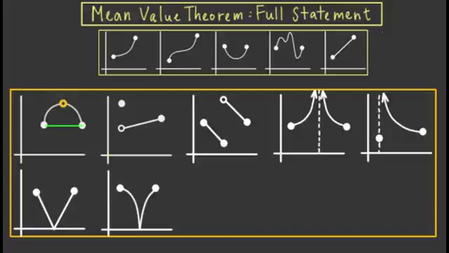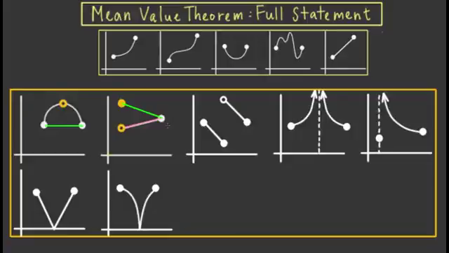Next, let's look at the second graph in the middle row. It has a jump discontinuity at an endpoint. The secant line slants down, but all the tangent lines slant up. So there is no C. Because of the discontinuity, there is no relationship between the slope of the secant and the slope of the tangents.